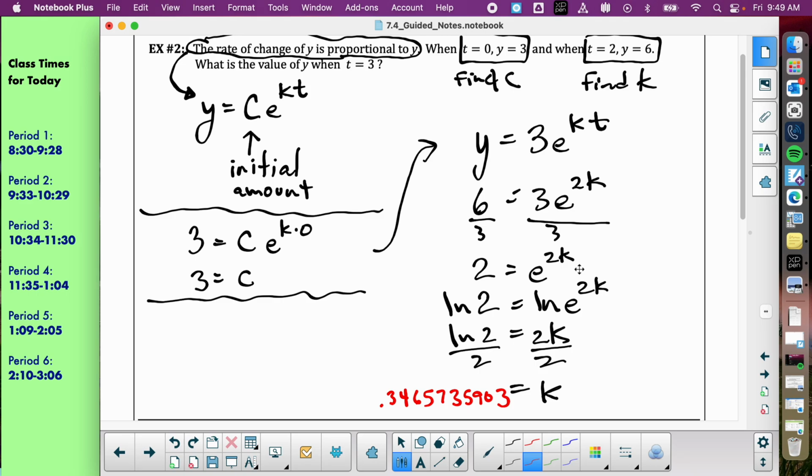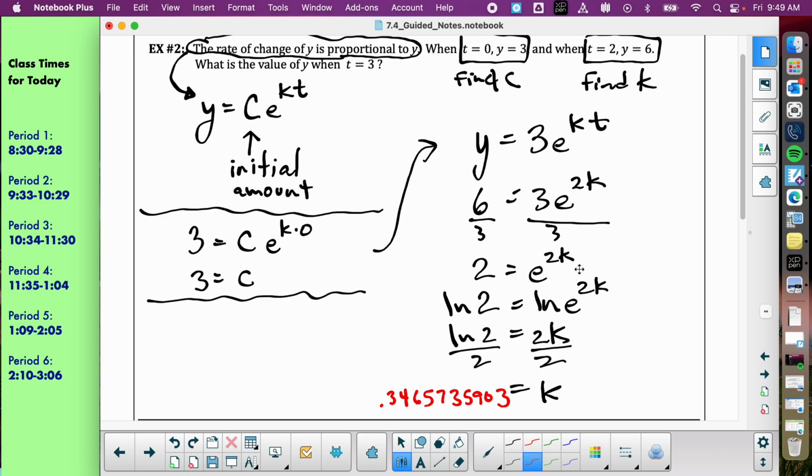Eli, why do you think I wrote that gigantic decimal? Perfect.